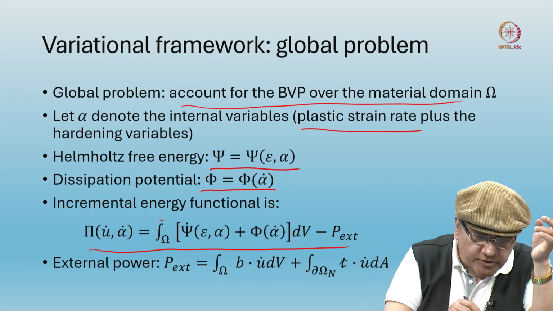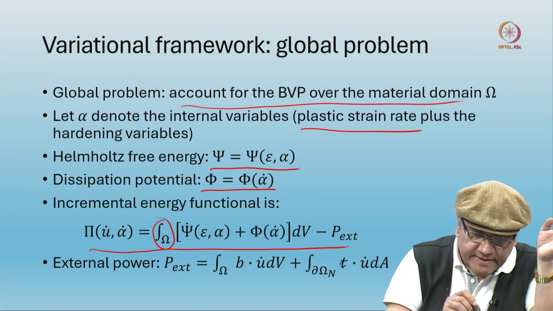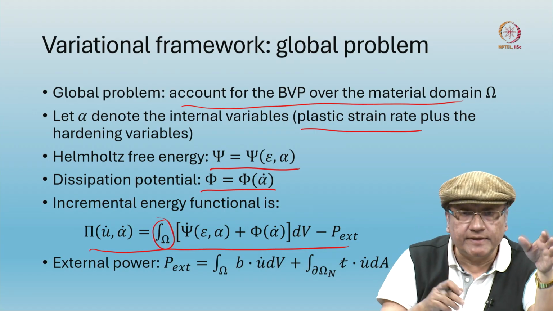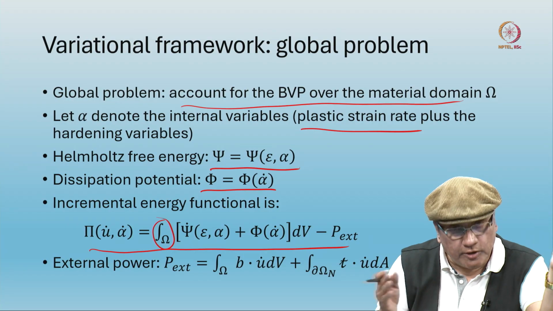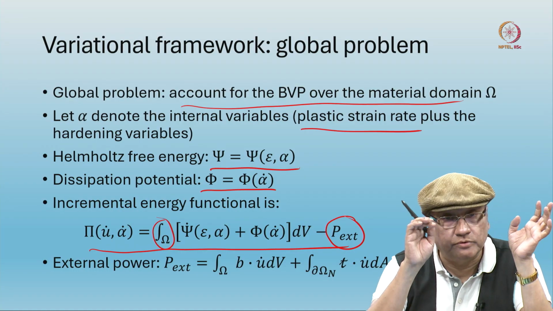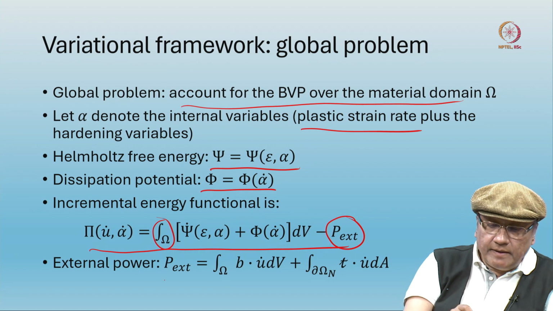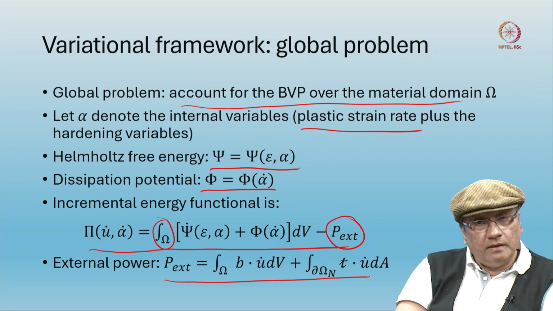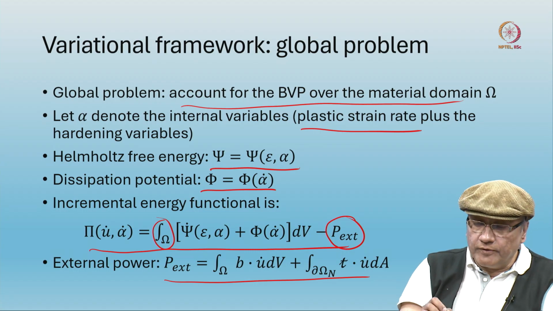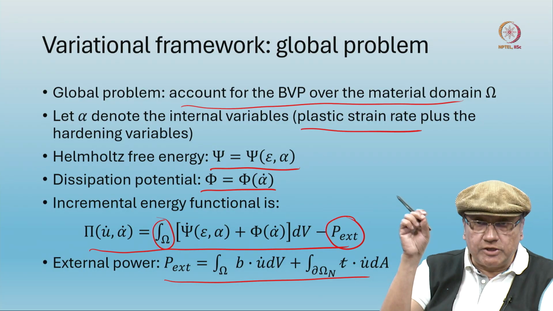So there is an integral over omega of psi dot plus phi of alpha dot, integrated over omega with respect to the volume, minus the external power input. So that expression, the external power, is simply given by the integral of b dot u dot, where u dot is the material velocity, over the volume, okay, plus over the Neumann part of the boundary, where traction is specified.